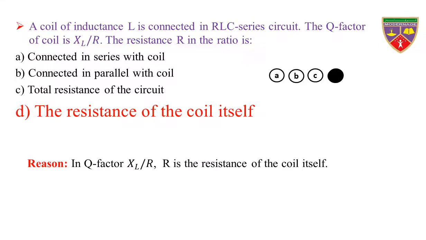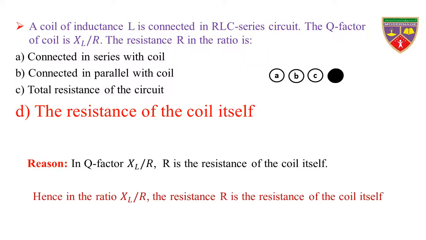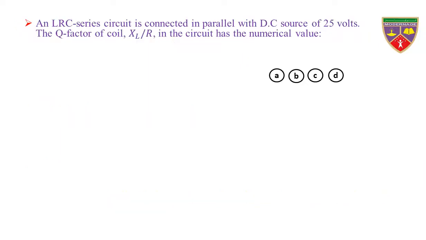In Q factor, XL divided by R, R is the resistance of the coil itself, and XL is the inductive reactance. Hence, in the ratio XL divided by R, the resistance R is the resistance of the coil itself.